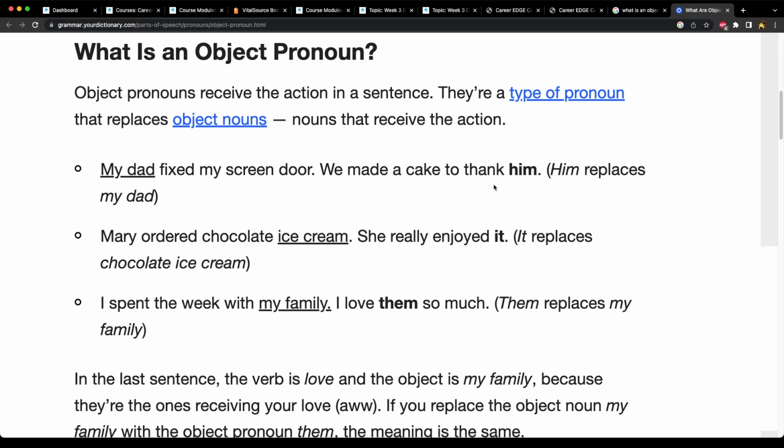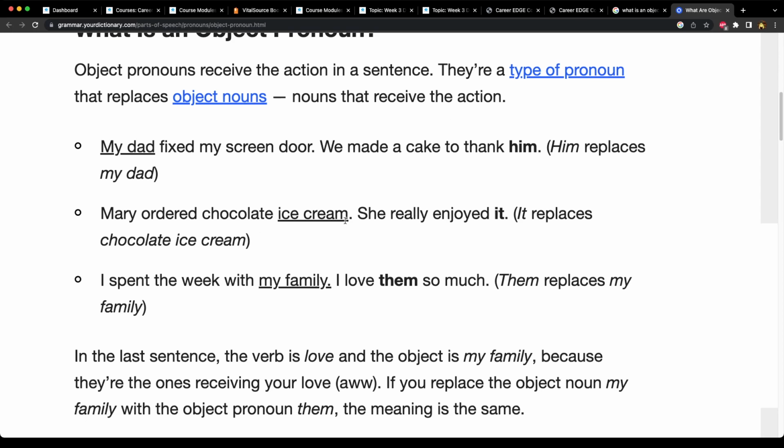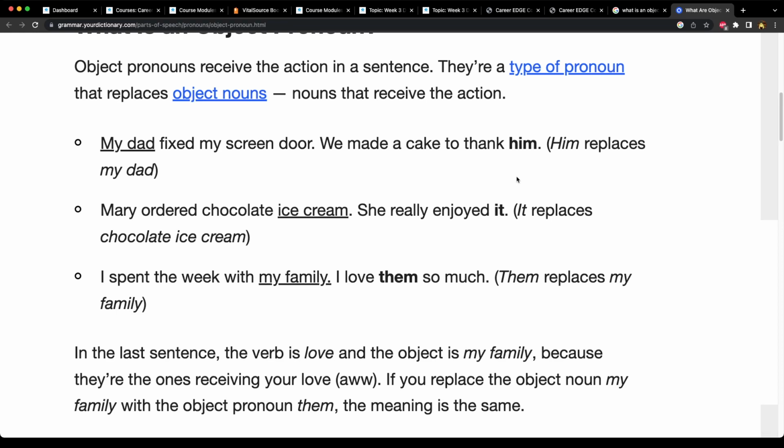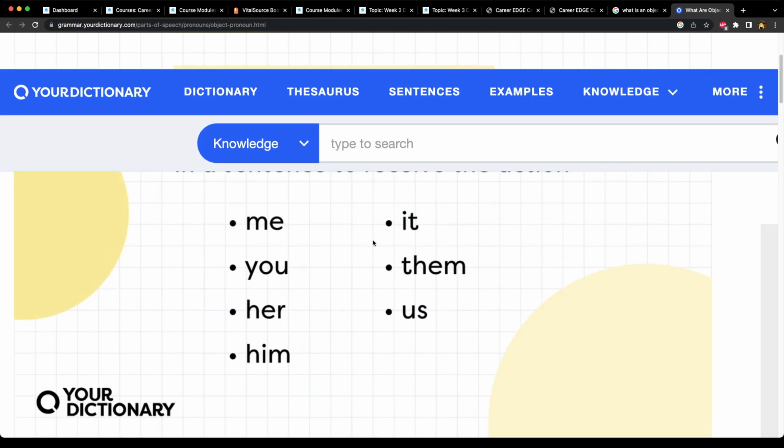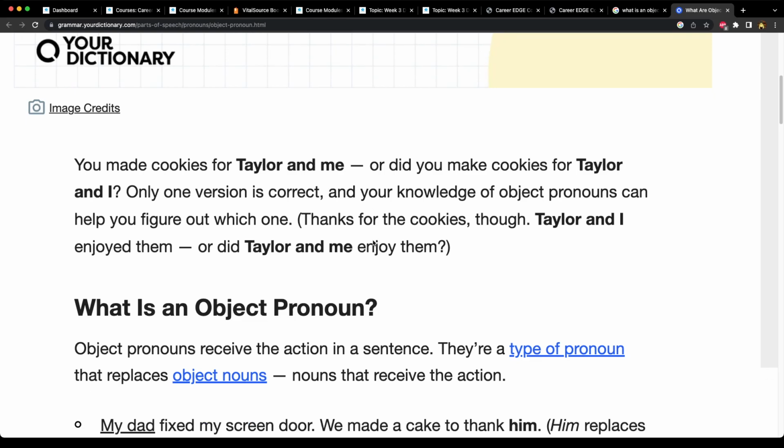My dad and him. Mary ordered chocolate ice cream. She really enjoyed it. Again, there's two things here. We see that it replaces ice cream, but we also see that she replaces Mary, right? Again, they're correlating with one another. Just because we don't want to keep saying Mary or we don't want to keep saying ice cream, this is something that you should also take into account when you are writing yourself. You don't want to keep saying the same name over and over. So you can say it, they. Again, use some of these right here, right? Me, you, her, him, it, them, us.